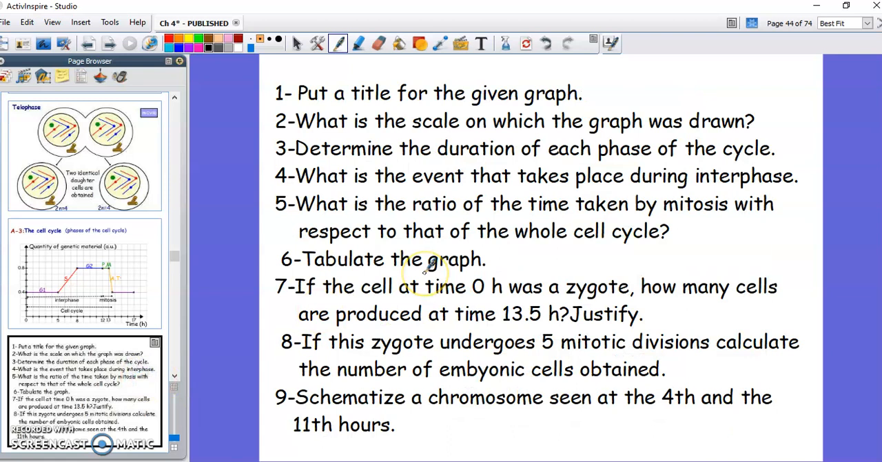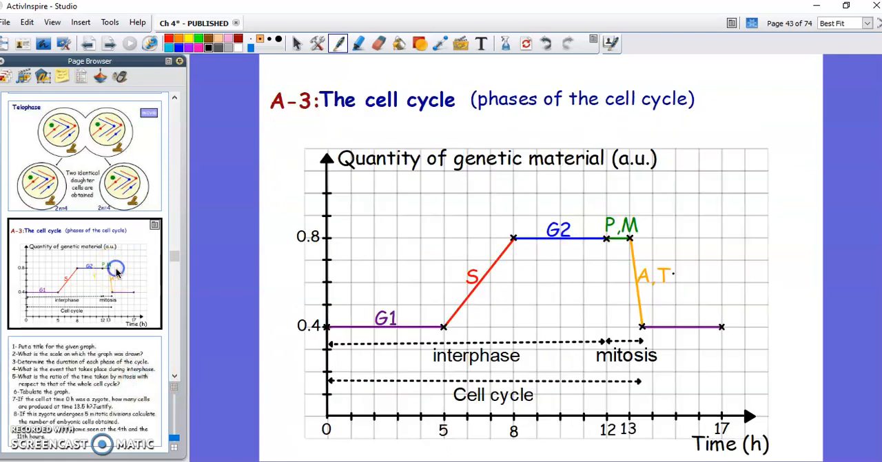Determine the duration of each phase of the cycle. If we talk about the interphase, we notice that it starts at time 0 and finishes at time equals 12 hours, so it needs about 12 hours to happen. Whereas mitosis starts at 12 and finishes the telophase at 13.5, so it needs 13.5 minus 12, which is 1.5 hours.